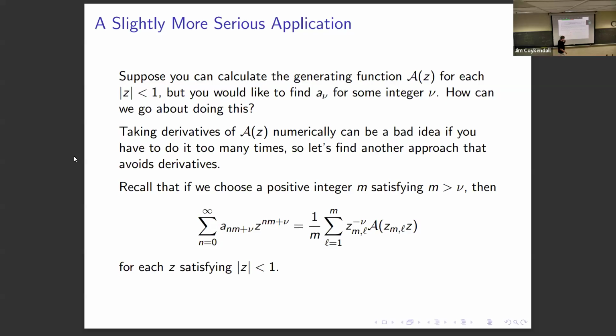So I can split this up as the idea basically is the following. I apologize to anybody watching this on Zoom. It's been a while since I gave this talk and I forgot I have to write a lot on the board, so sorry about that. So I've got, let's see, I know that a nu times c to the nu plus the sum from n equals 1 to infinity of a mn plus nu.